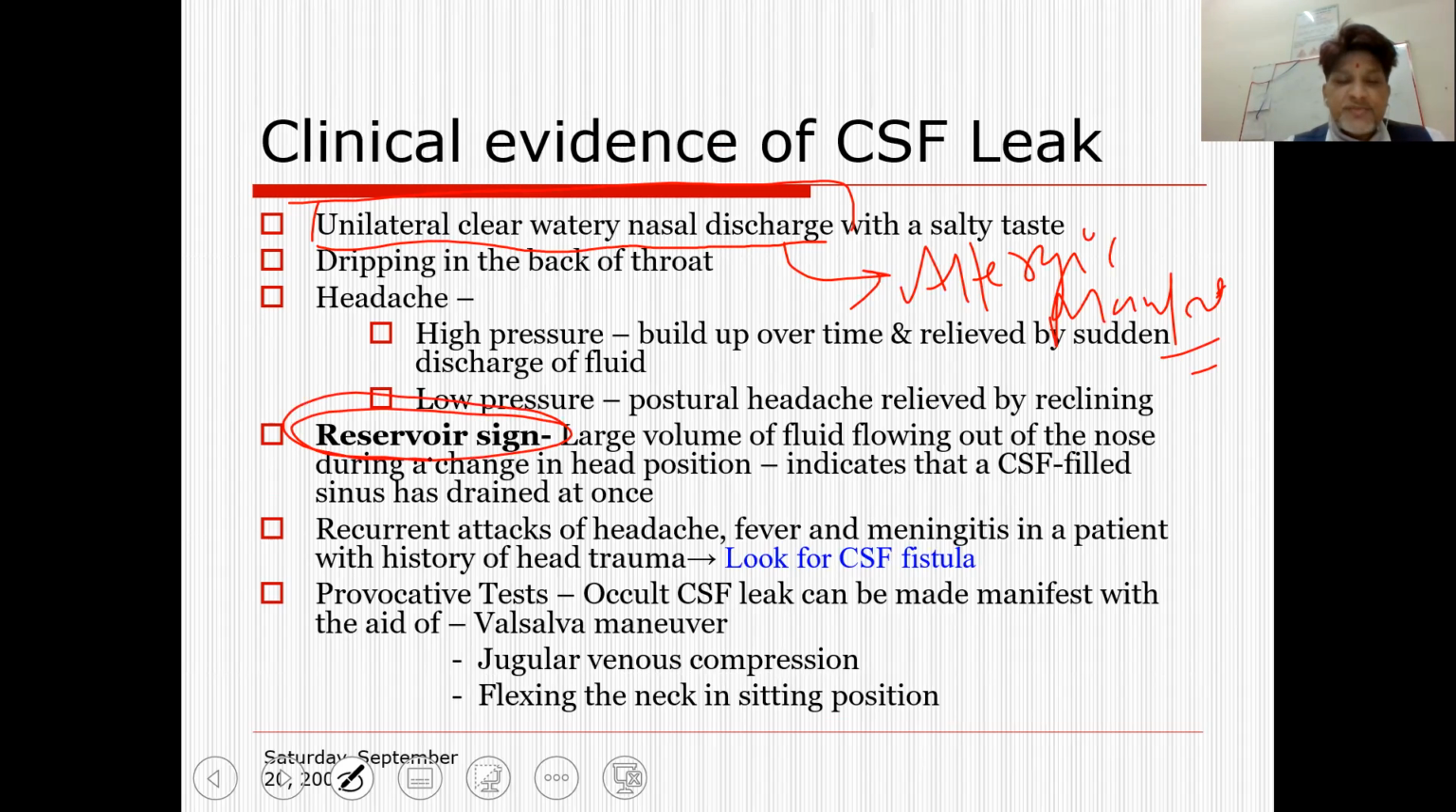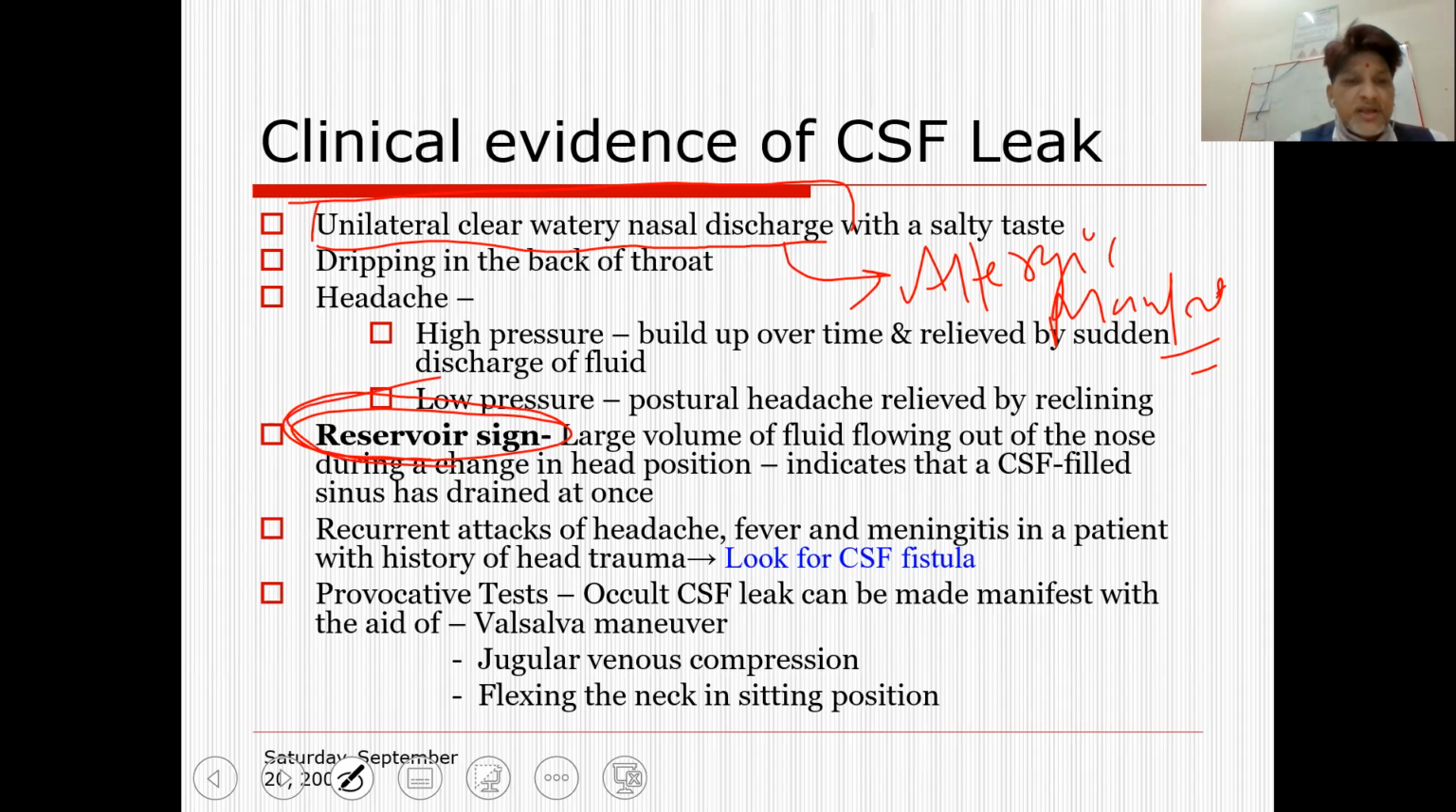The reservoir sign is when the patient is held in a leaning back position, then the CSF, which has leaked from various routes, is collected in the nasal cavity, and when the patient is suddenly bent forwards, there will be dribbling, or the CSF presents with a gush, with force. This thin watery discharge comes with a force. This is called a reservoir sign.